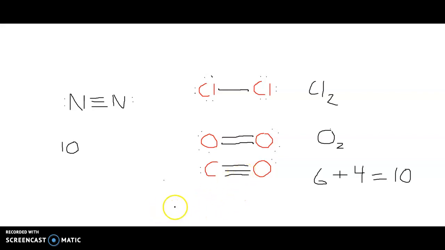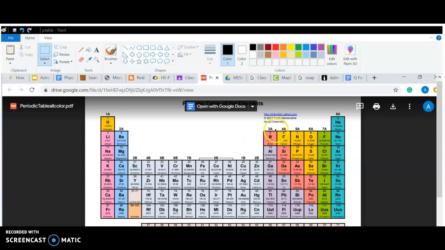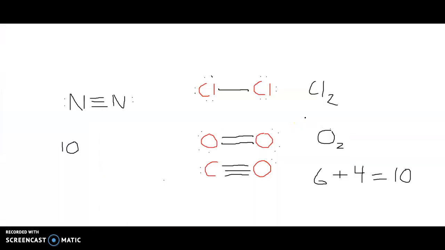So the only thing to remember is hydrogen, for example, is not going to form an octet because it just has the 1. So it's going to be like helium, and it's going to be 2.